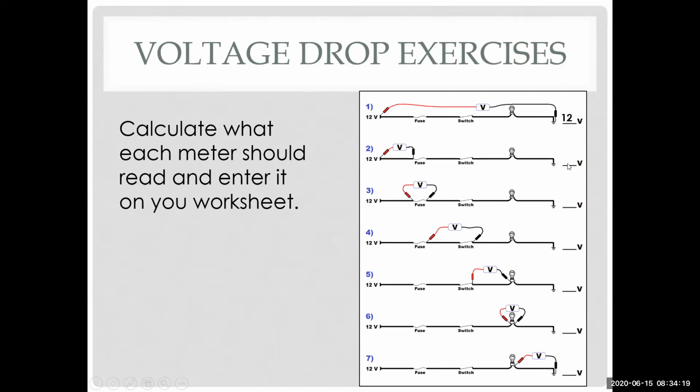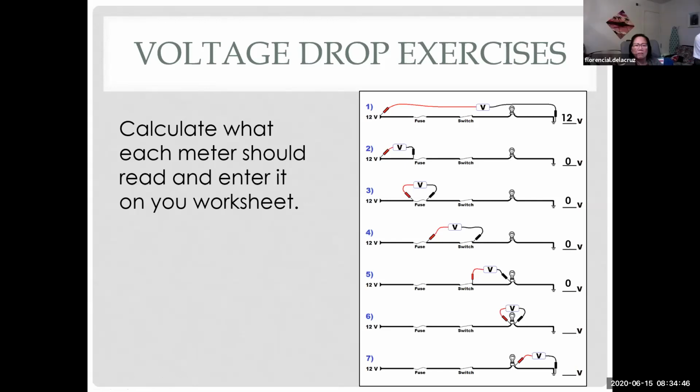Okay, number 2, 0, because this is 12 volts and that's 12 volts. They're electrically the same. The meter's going to show 0. How about number 3? 0. Number 4? 0. Number 5? 0. Okay, how about number 6? 12 volts.